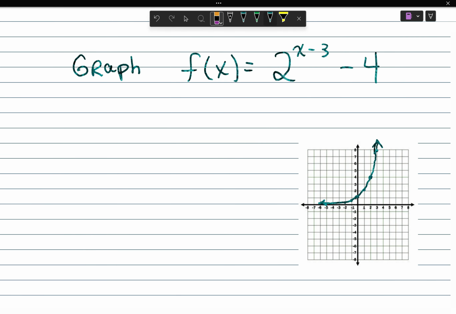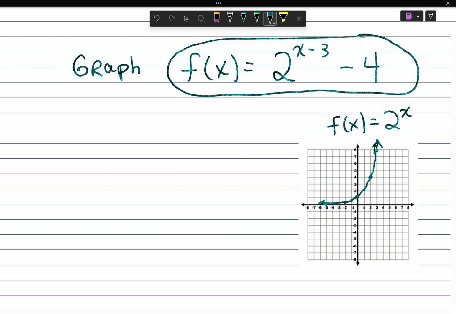Here, previously, we had this. This is what we just did. This is the graph of f of x is equal to 2 to the x power. So to graph f of x is equal to 2 raised to the x minus 3 power minus 4, we're going to move that graph 2 to the x. Where do we move it?